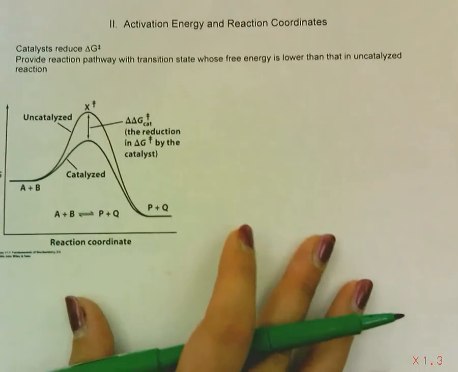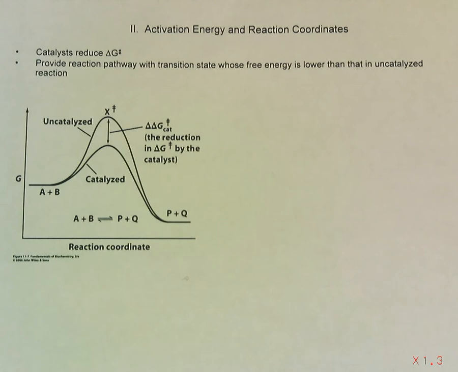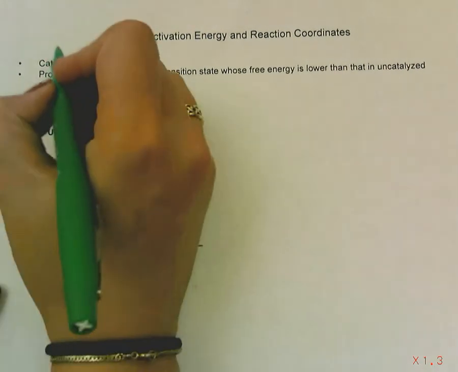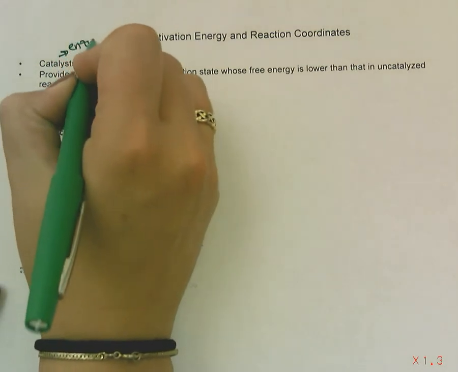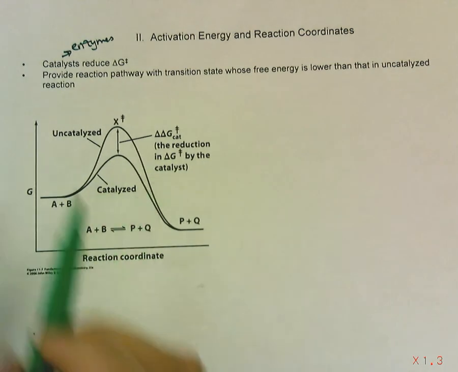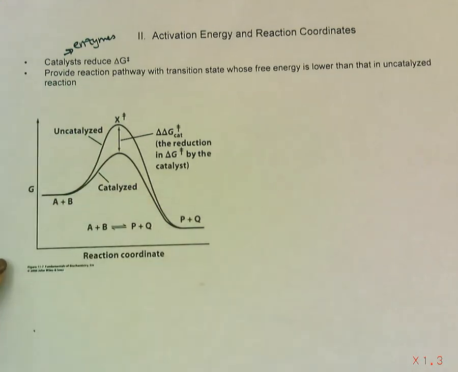Okay, then let's talk about how enzymes affect reaction coordinates. Enzymes, specifically catalysts. So catalysts, which is what enzymes are, reduce the delta G double dagger. Enzymes or catalysts provide a reaction pathway with a transition state that has a lower free energy than that of the uncatalyzed reaction.